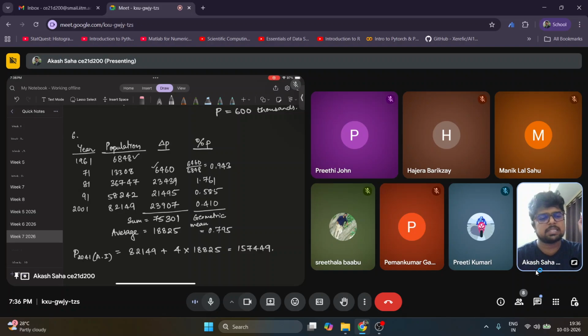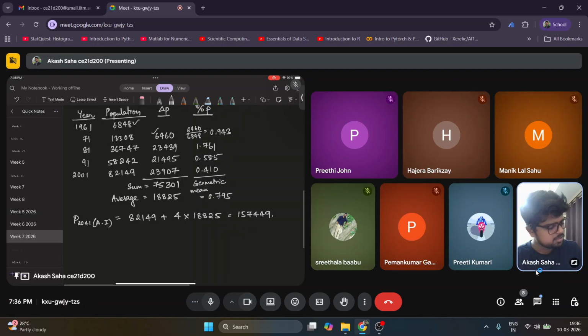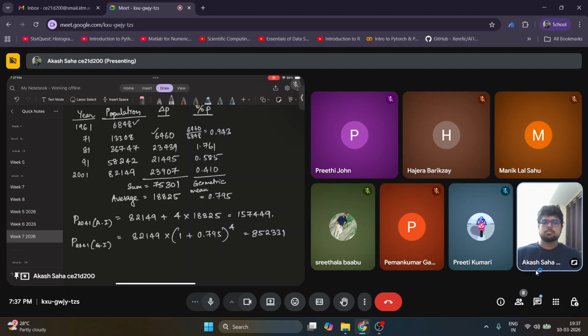So 0.795. Then the population at 2041 by geometric increase method will be the population of last decade into 1 plus the geometric mean 0.795 to the power of number of decades we are going forward. So it will be 852,331. So this is the geometric increase method.